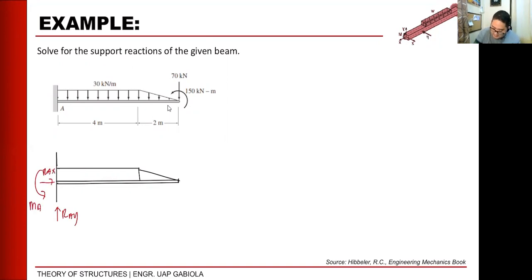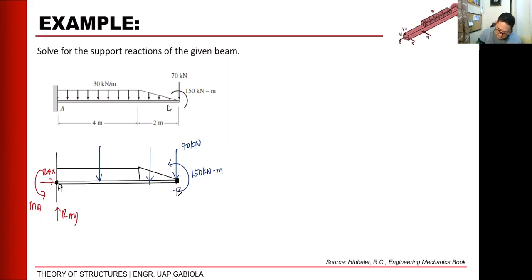Then applied loads natin, so dito meron tayong applied na 70 kilonewtons. And then meron din tayong applied moment na 150 kilonewton meter. Okay, so this is point A. So assume natin na point B. Okay, then meron tayong rectangular, so meron siyang ECL. Meron tayong triangular, meron siyang ECL.